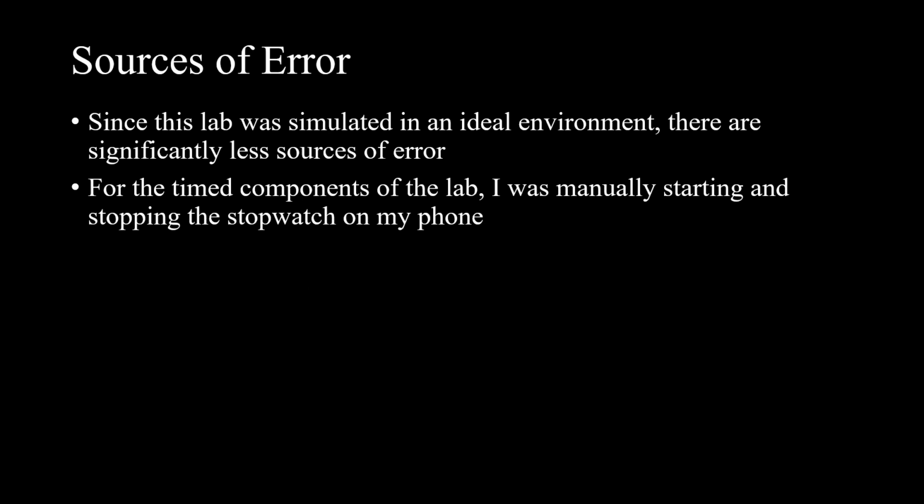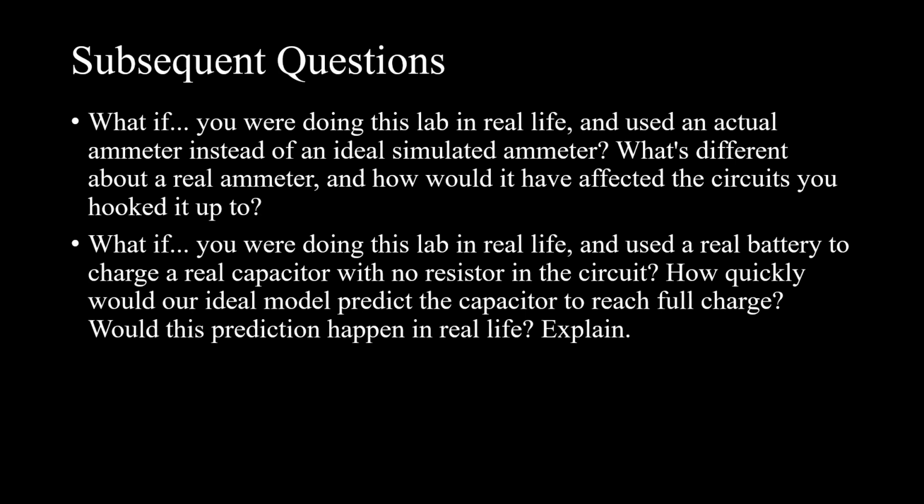Simulating the ideal environment would be significantly different from the real version. And for the time components of the lab, I was manually starting and stopping a stopwatch, which was very inaccurate. The real ammeter would have some kind of internal resistance in it, so therefore we would measure a potential drop-off as well as a smaller current than in the ideal scenario. Likewise, if we remove the resistor and just plug the real capacitor to a real battery, there would still be some kind of internal resistance in the battery, so there would be a much steeper slope in the graph, but still asymptotically approach zero.